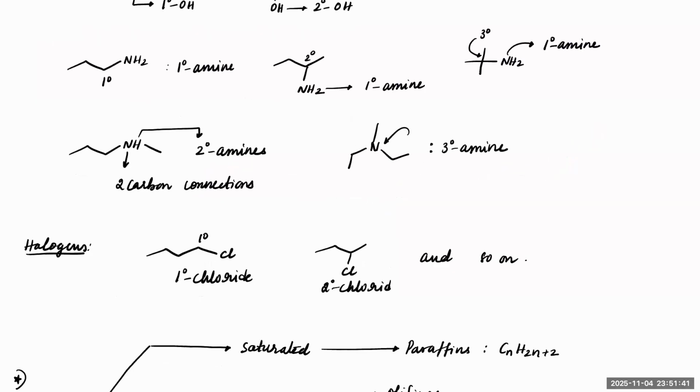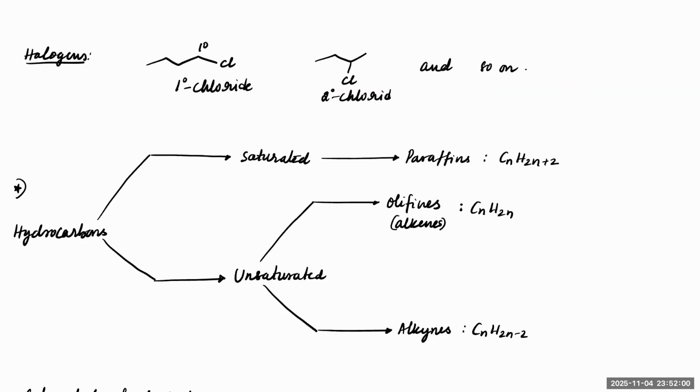2 degree is when you have two carbons connected to nitrogen. So then it is two carbon connections, so it is a 2 degree amine. If you have 3 carbon connections, you call it a 3 degree amine. Clear on that? Next, check out the same logic for halogens also. If chlorine is connected to a 1 degree carbon, it is a 1 degree chloride. If it is connected to a 2 degree carbon, it is called a 2 degree chloride, and so on.